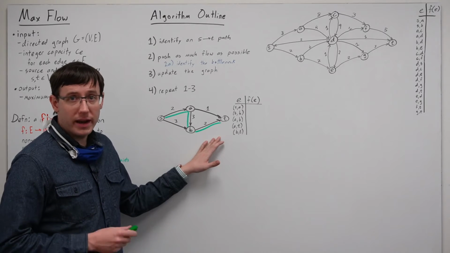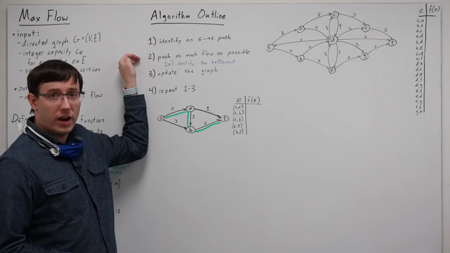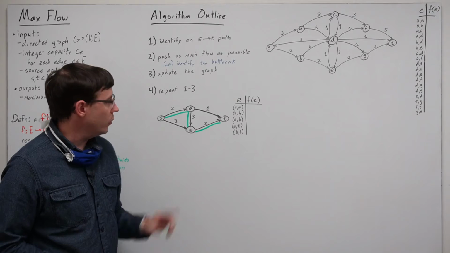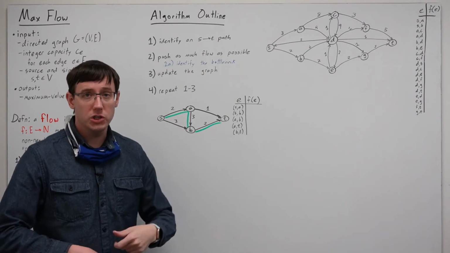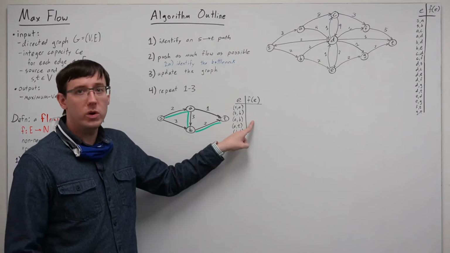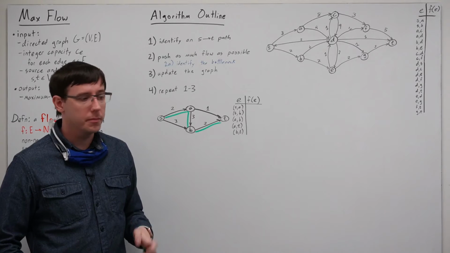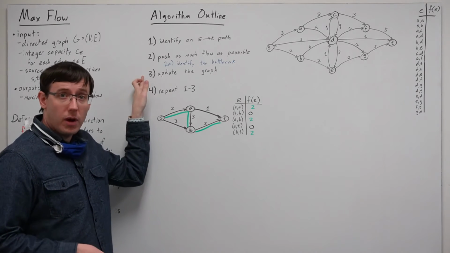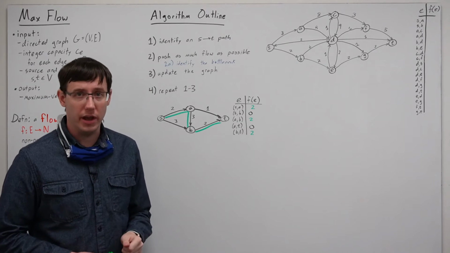In the case that we identify this path first and push as much flow as possible, we will find a bottleneck of 2 from either of these edges, and so we will push a flow of 2, which we can record in a tabular representation of the flow function. And now we can update the graph to indicate the remaining capacity of each edge.